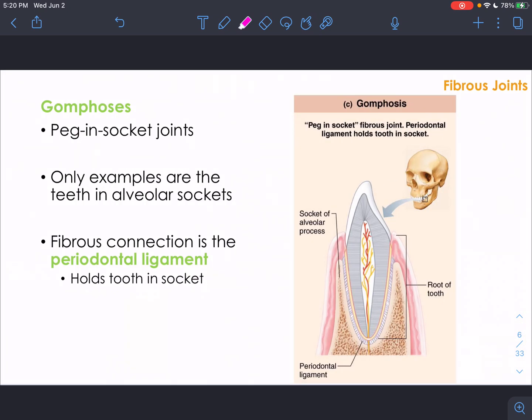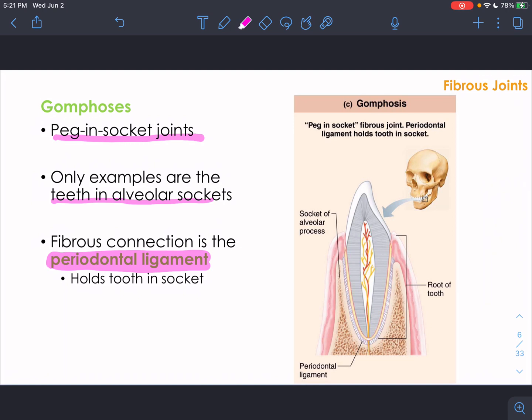Okay, and then the last type of fibrous joint is these gomphoses, which are also known as peg-in-socket joints, which is a lot easier to say. And the only example we have of this is the teeth in the alveolar sockets in our gums. Okay, the fibrous connection here isn't as easy to see. It's called the periodontal ligament. And that's again, connective tissue ligament that's holding the tooth into the socket.